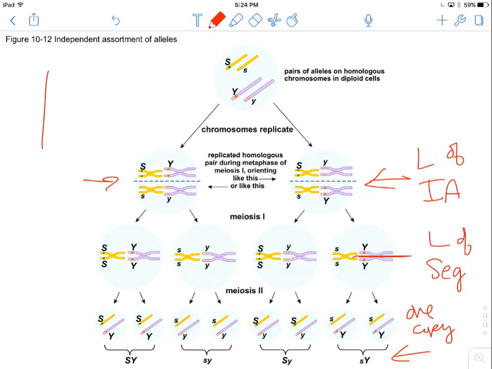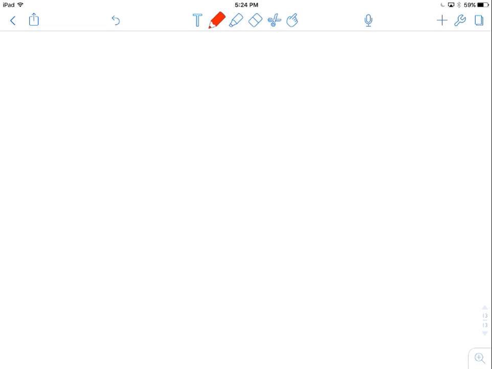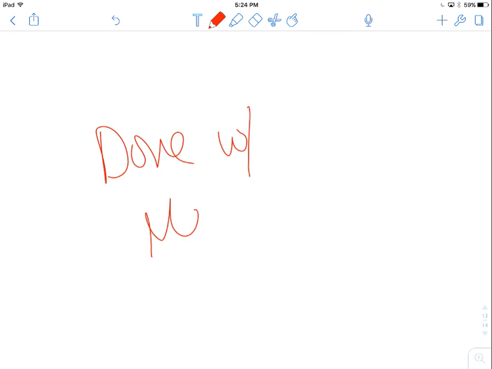So this is a pretty good graphic to know. It demonstrates both laws right there and their relationship to meiosis. And I think that is all done with Mendelian genetics.